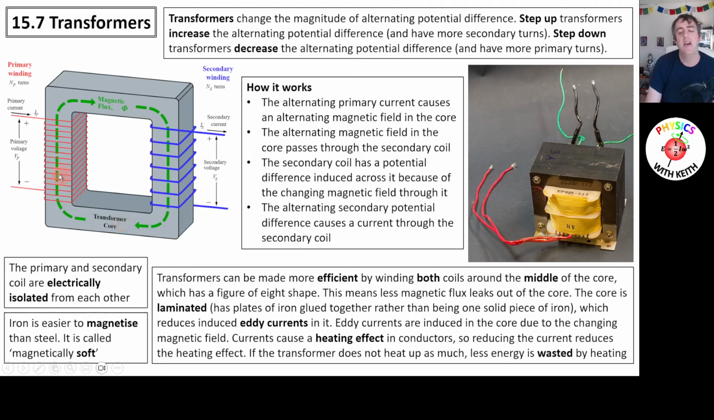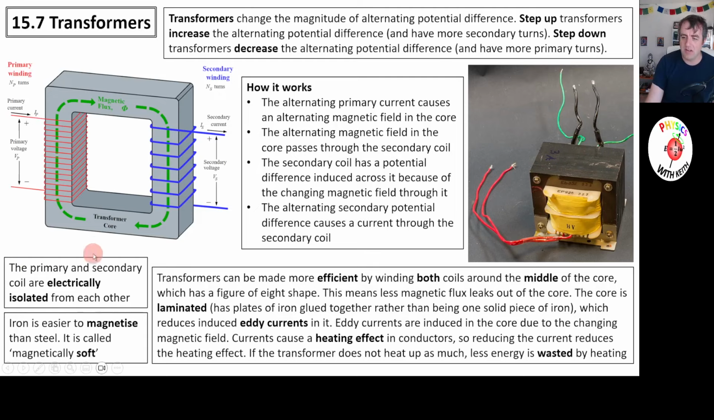Now, it turns out, if I have more turns on my primary side than my secondary side, then I am stepping down my potential difference. If I have more turns on the secondary side than the primary side, that's not what's shown here, then I'm going to be stepping up my potential difference. Now, why is that? We will talk about that in A level. That is quite complicated. Just know that that is the case. This is an exciting hint of what's going to come up later on in your physics education.